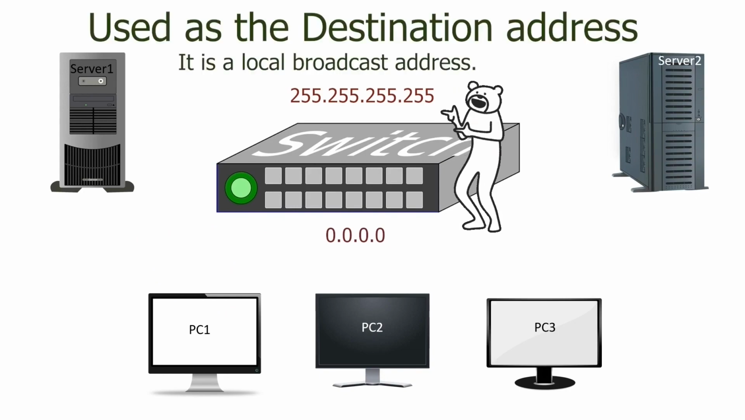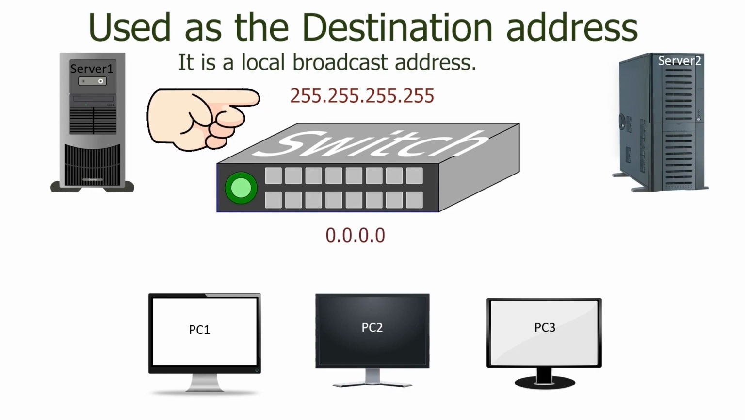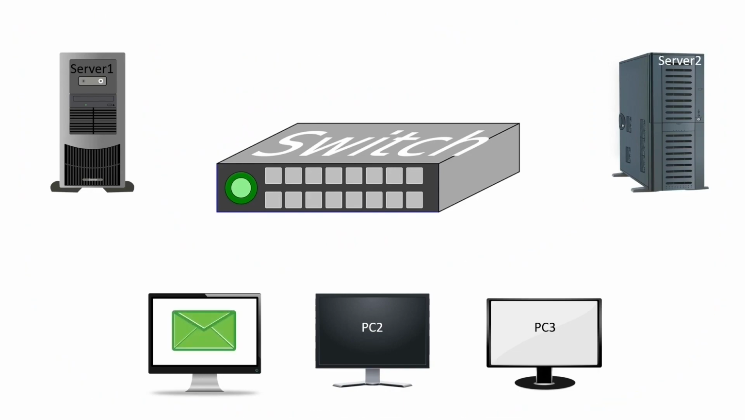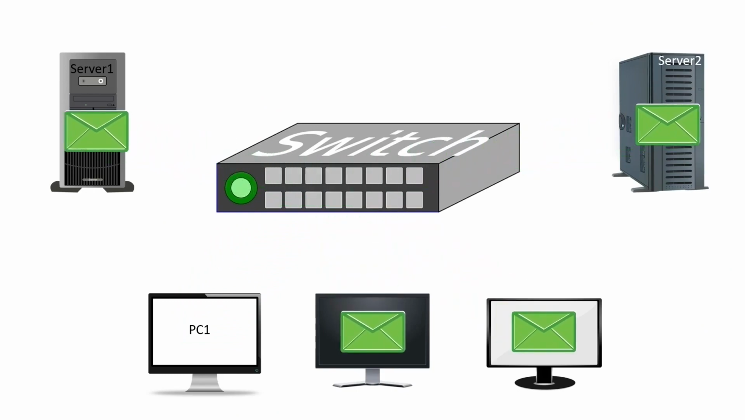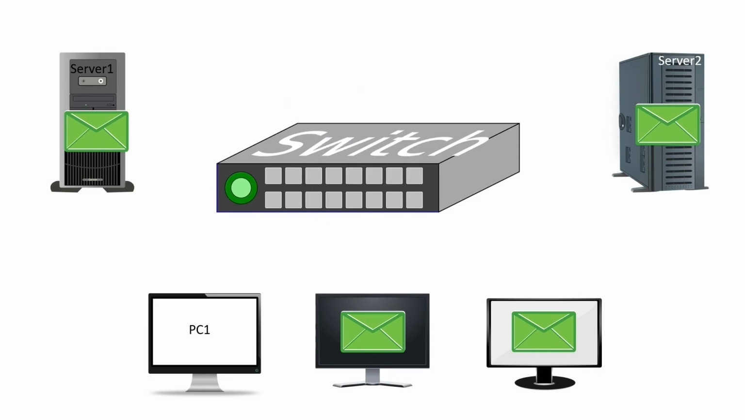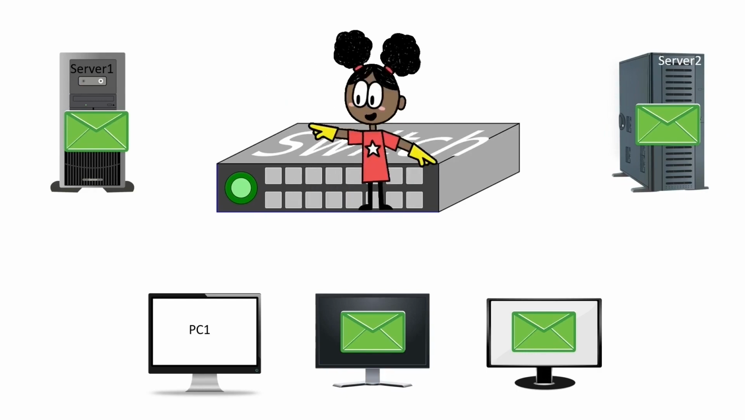255.255.255.255 is the local broadcast address. Any message sent to this address is received by all hosts on the local network. Since the client sends the DHCPDiscover message to the local broadcast address, if a DHCP server is configured on the local network, it also receives the message. If multiple DHCP servers are configured on the local network, they all receive the DHCPDiscover message.